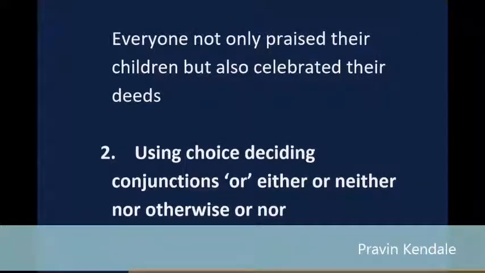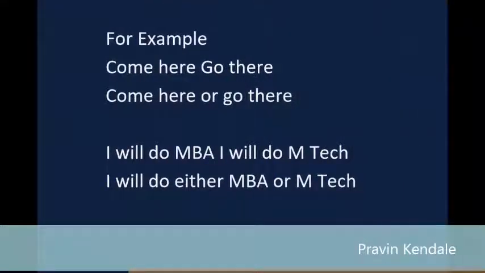2. Using choice-deciding conjunctions: or, either or, neither nor, otherwise, or nor. For example, "Come here, go there." becomes "Come here or go there." "I will do MBA, I will do M.Tech." becomes "I will do either MBA or M.Tech."